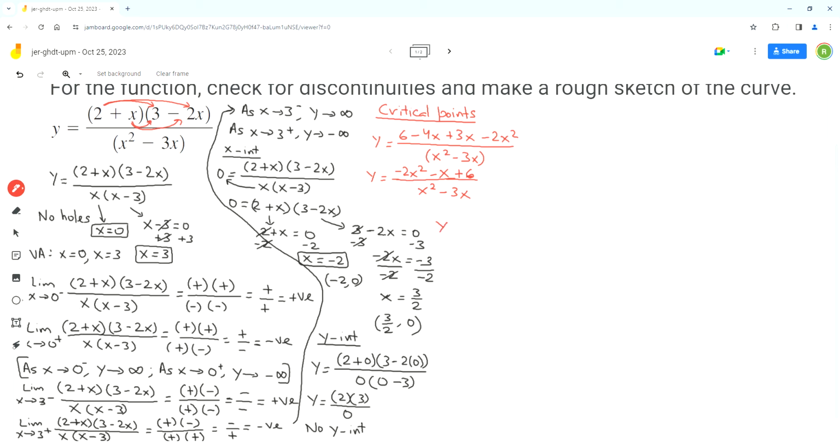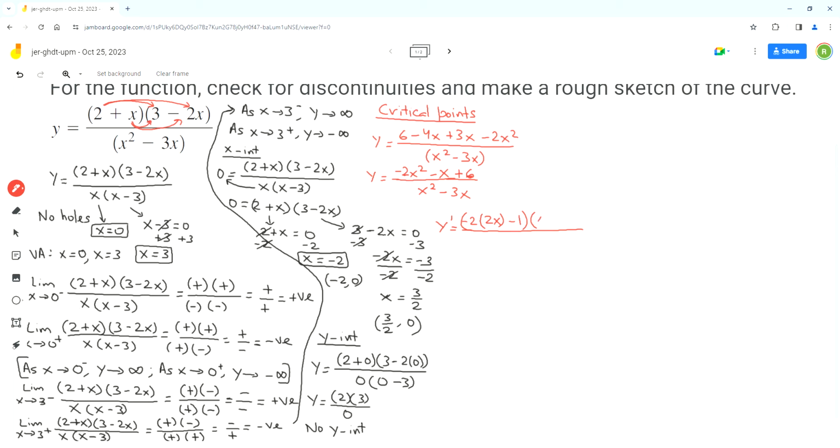So y prime. For the quotient rule, we start with the derivative of the numerator. Now the numerator is a polynomial function here, so we'll have to use the power rule. In the first term, negative 2 is the coefficient, so it will stay as it is, and the derivative of x squared is 2x. And the derivative of negative x is negative 1 in parentheses. Now the derivative of 6 is 0 because 6 is a constant, so it goes away.